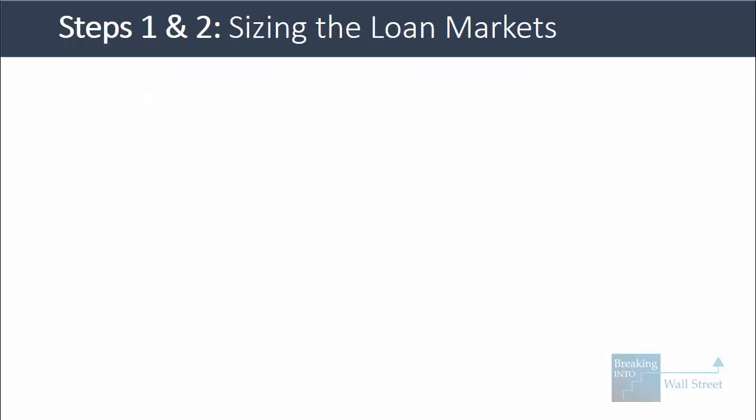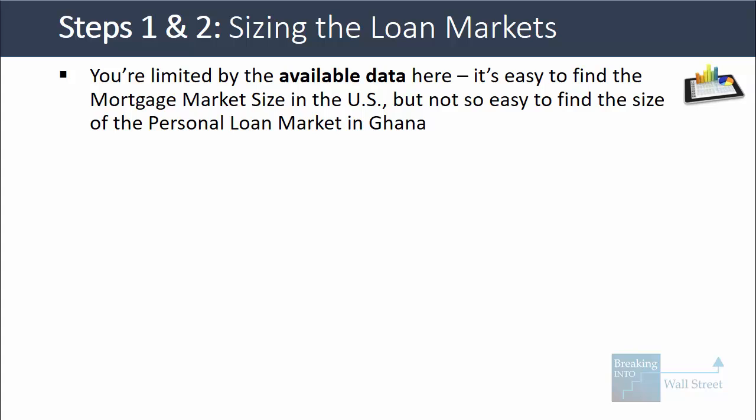So I'm combining steps 1 and 2 here because they're really part of the same process, which is sizing the loan markets. You're somewhat limited here by the available data because you can easily find the total amount of mortgages in a developed market like the US or UK. But if you go to Ghana or the Central African Republic or some other smaller country, it's going to be much harder to find this.